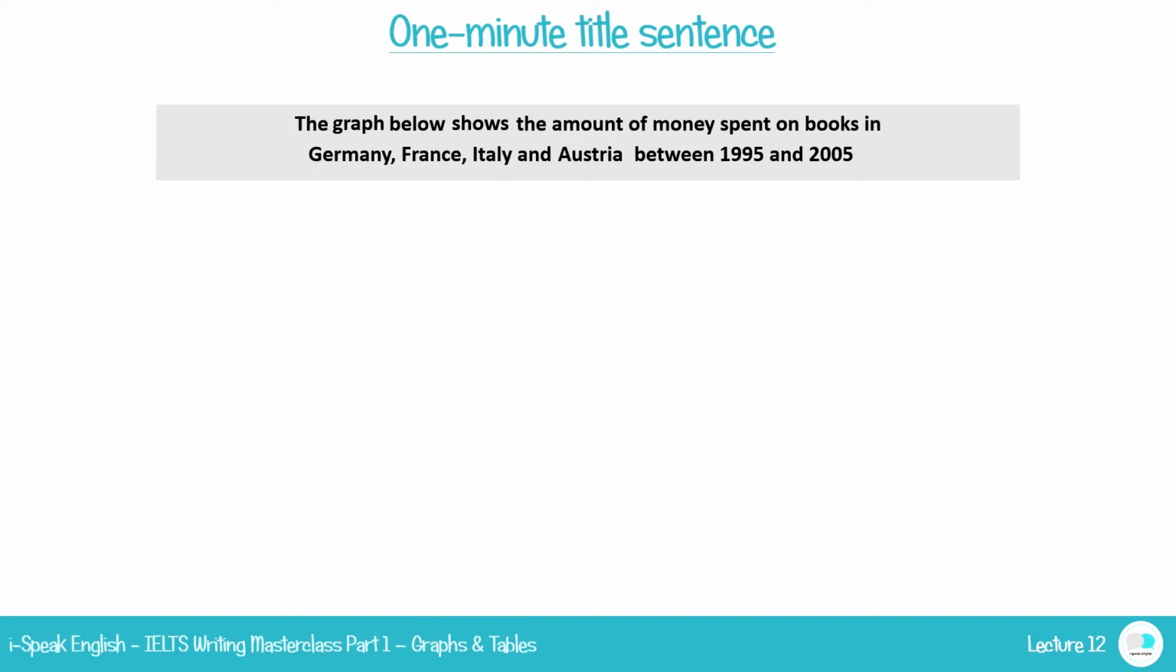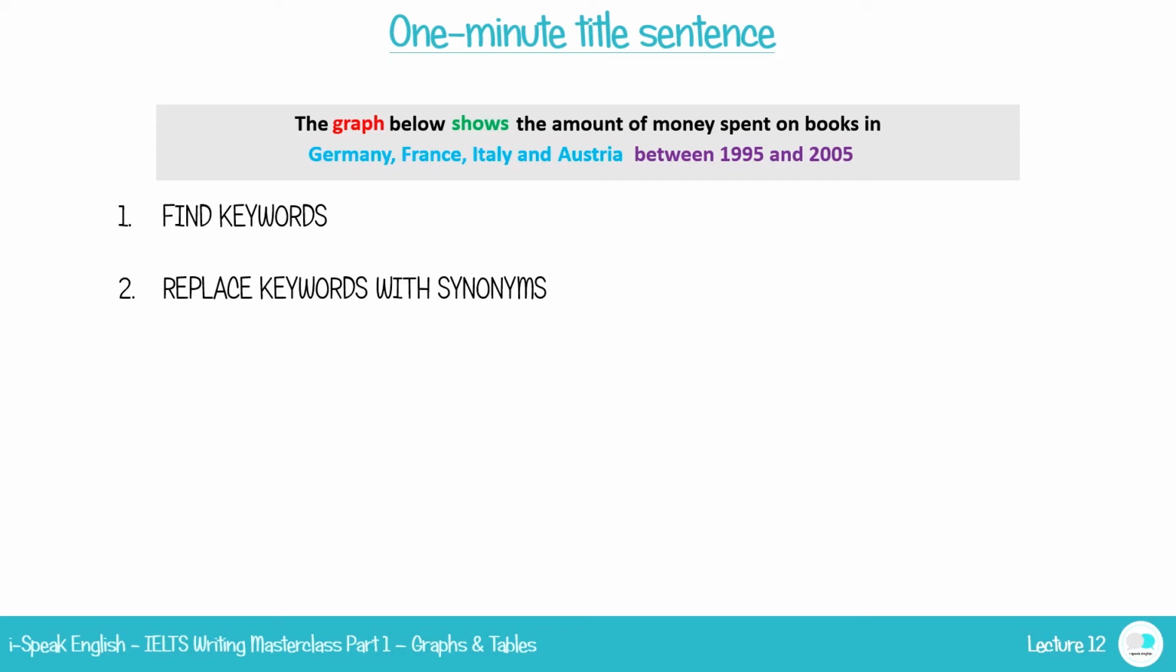So the first step to paraphrasing is to find your keywords in the title, so your most important words. So these words will be graph, shows, Germany, France, Italy and Austria, and 1995 and 2005. So now we have our keywords. Our second step is to find synonyms for these keywords and replace the keywords with these synonyms.